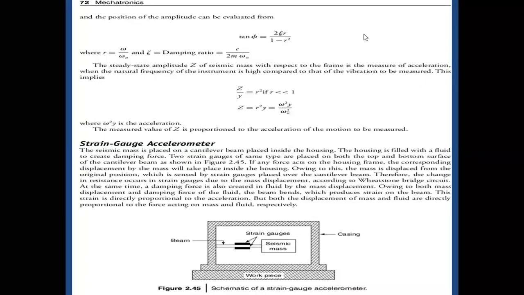And then next, this is the formula: tan phi equals 2 eta, where this symbol is called eta. Eta is the damping ratio, C by 2m omega n. Okay. And the next one is the strain gauge accelerometer.